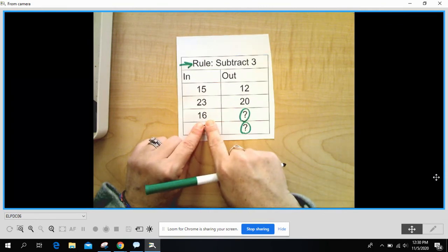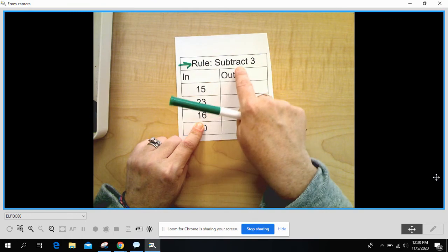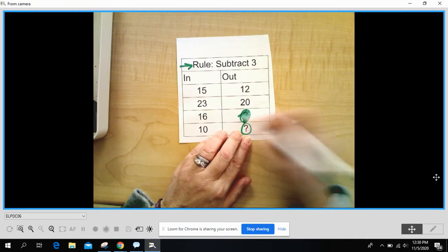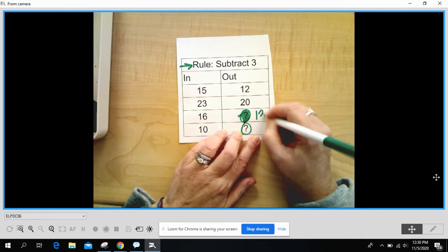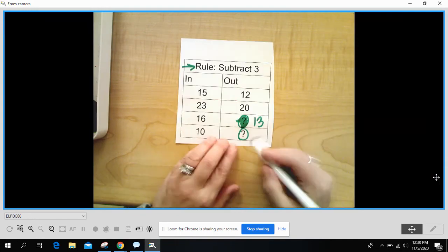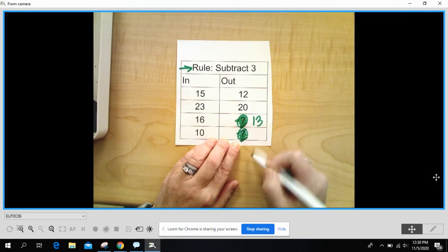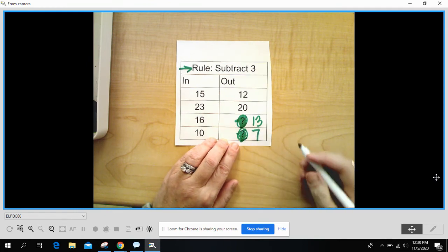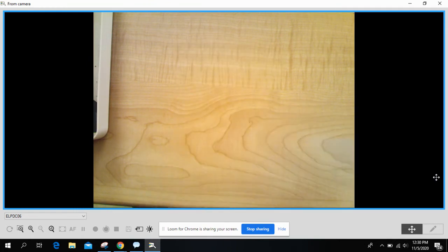If 16 goes in and I subtract 3, what's going to come out? Not a question mark, but 13. Good job. If 10 goes in and I subtract 3, 7. Way to go, third grade. Let's look at another one.